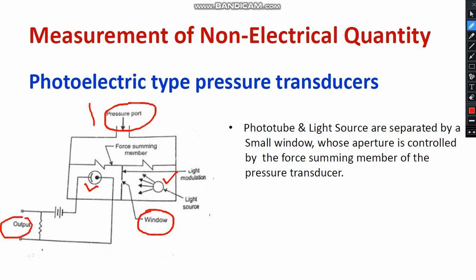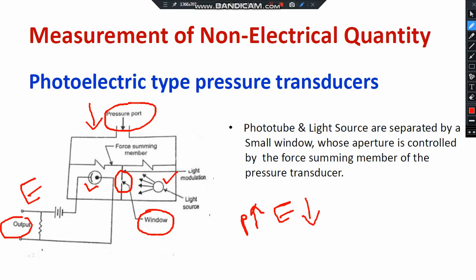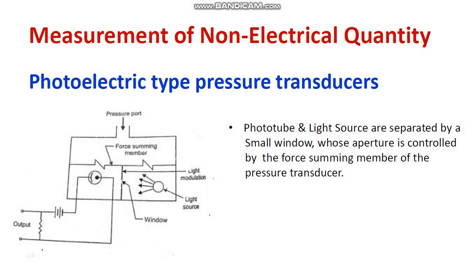Whenever you apply the pressure, what is going to happen? The width of the window comes down. With the reduction of window width, the performance of the photo tube is also reduced, so the output voltage is reduced. That means if the pressure is high, the output voltage comes down. This principle is known as the photoelectric type transducer. I hope this is very clear to you.